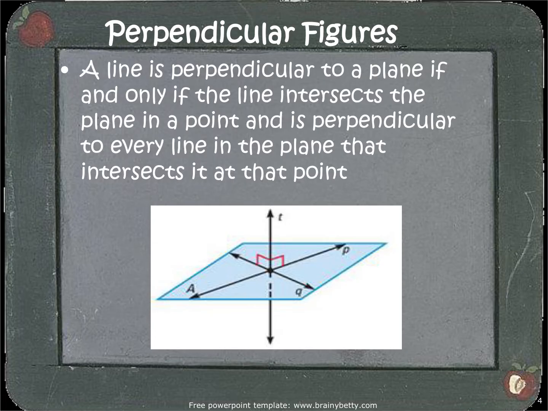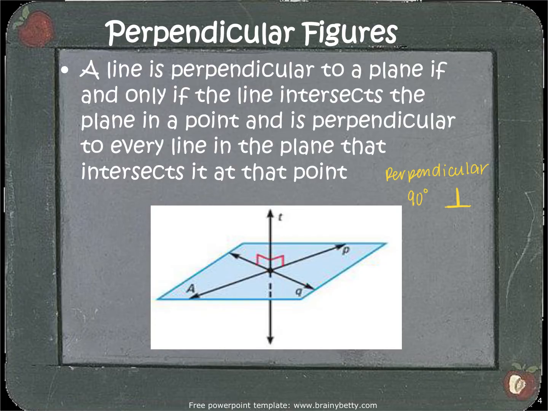Perpendicular figures. Looking at the perpendicular figure, it says a line is perpendicular to a plane if and only if the line intersects the plane in a point and is perpendicular to every line in the plane that intersects at that point. So I know this sounds wordy, but we should know from prior knowledge that perpendicular is 90 degrees. It makes a 90-degree angle. And you will see perpendicular formed in geometry as the symbol, an upside down T.